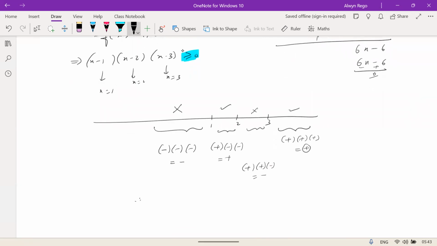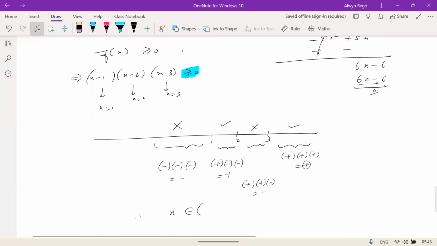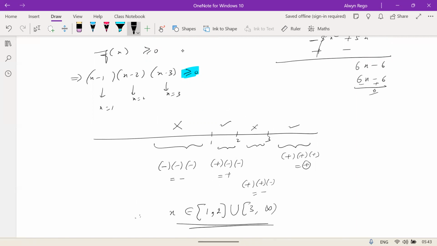Therefore, you find that the solutions will exist between, it's again closed interval because I put more than or equal to. So you have here closed interval from 1 to 2, or you have 3 to infinity. This is where solutions will lie.